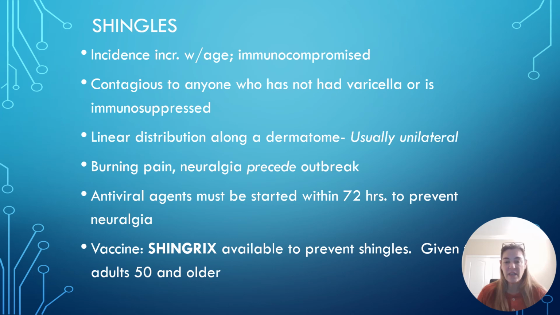So what happens is the virus sits in what they call a dermatome, and we'll look at a picture in just a second. It sits in a dermatome when it goes dormant after it causes the initial chickenpox infection, and it will distribute along that dermatome. It's a very painful neuralgia that happens right before the outbreak, and then the outbreak is like chickenpox, but it's only along that one dermatome. And you can give antivirals for this if you catch it in time, within 72 hours. It might help prevent the nerve pain associated with it.